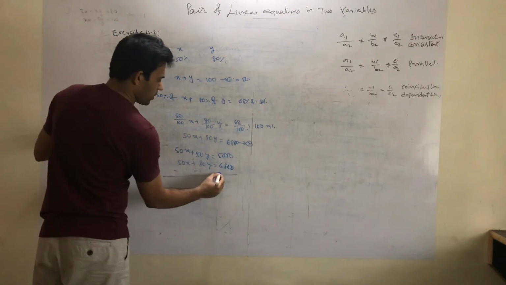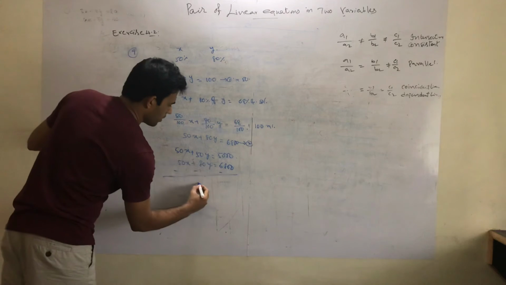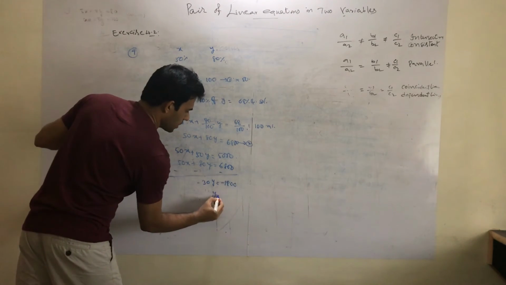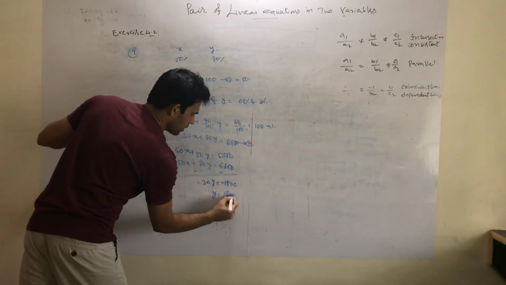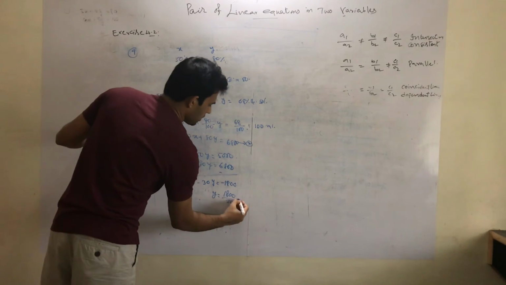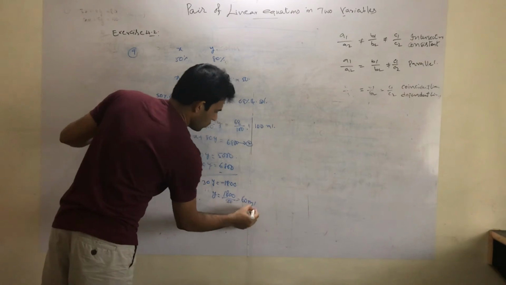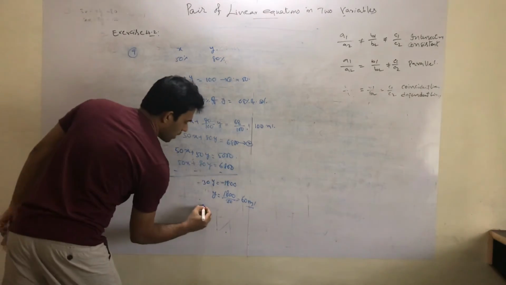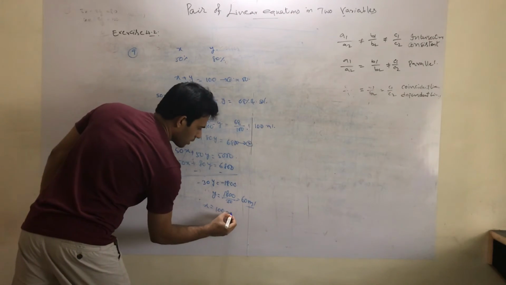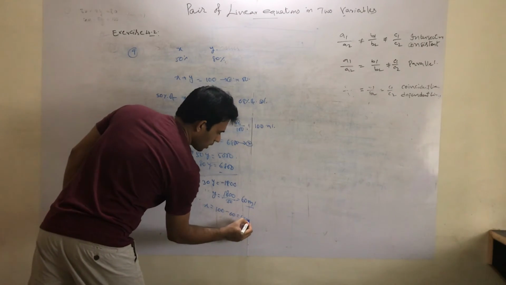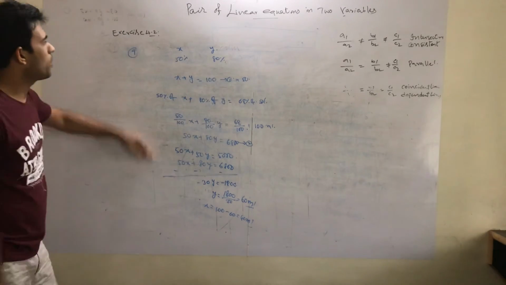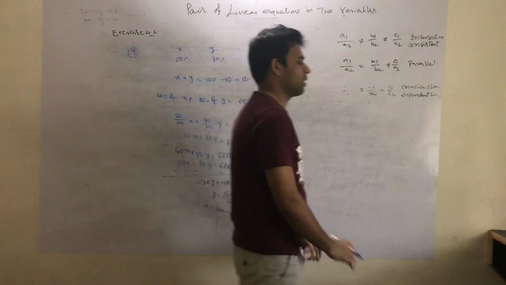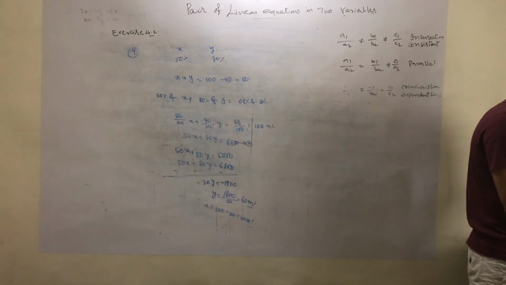So if I subtract it, 50x goes away. So minus 30y equal to minus 1800. So y becomes, minus goes away, 1800 by 30, that is 60. So 60 ml of y I need to mix. If y is 60 ml, then x becomes 100 minus y, 100 minus 60, that is 40 ml. So I need to use 40 ml of x and 60 ml of y. So that is your answer.